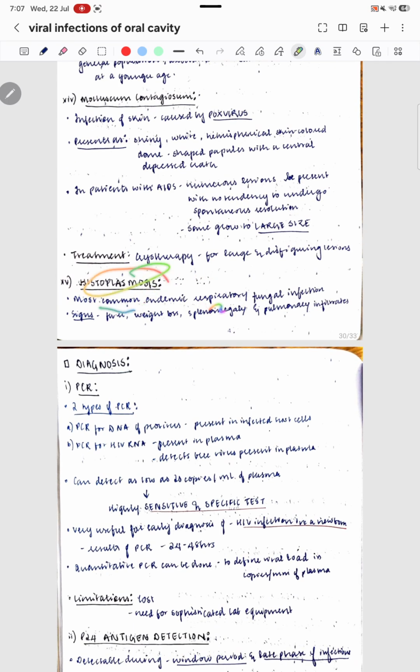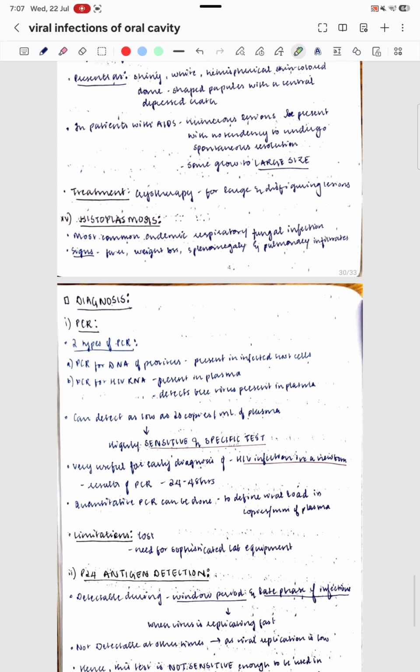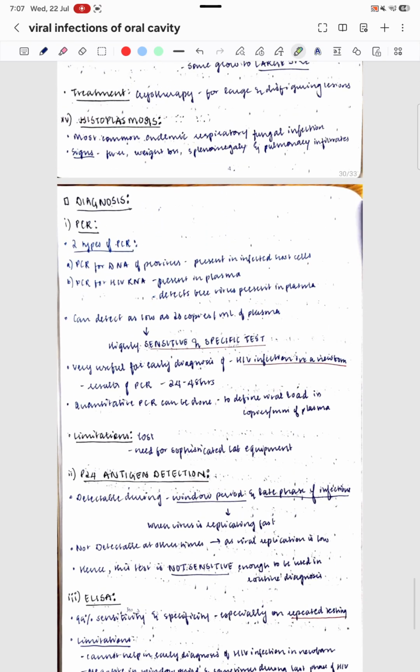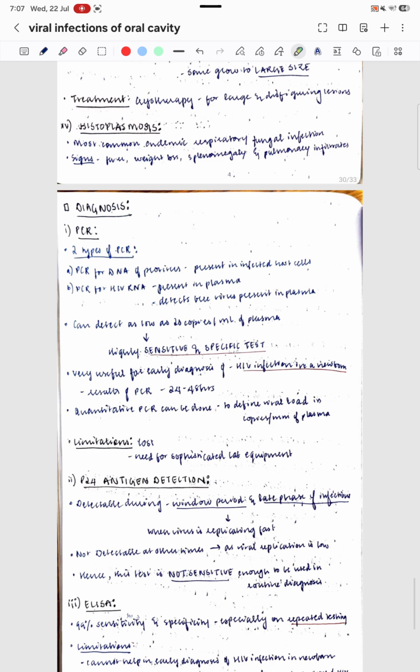Then histoplasmosis, it is the most common endemic respiratory fungal infection. Okay, endemic respiratory fungal infection, and its signs include fever, weight loss, splenomegaly, and pulmonary infiltrations. Okay, then diagnosis is, now this is the overall diagnosis.